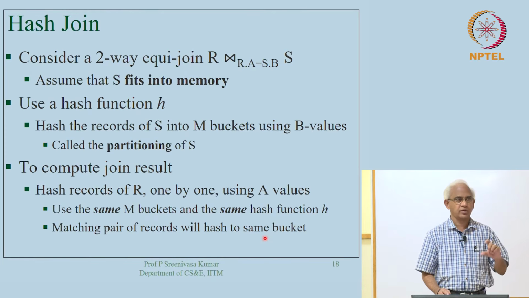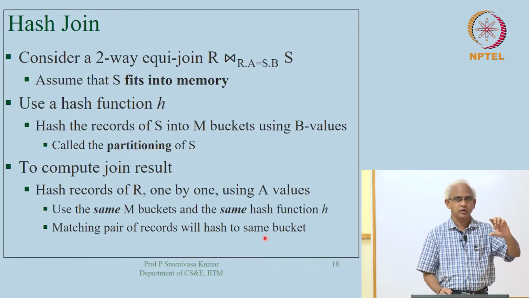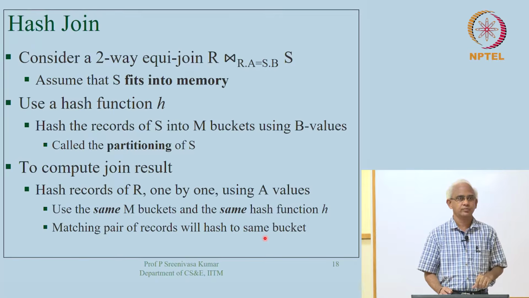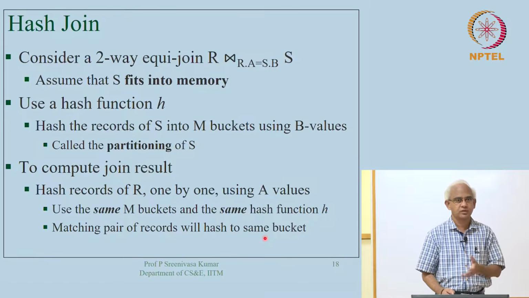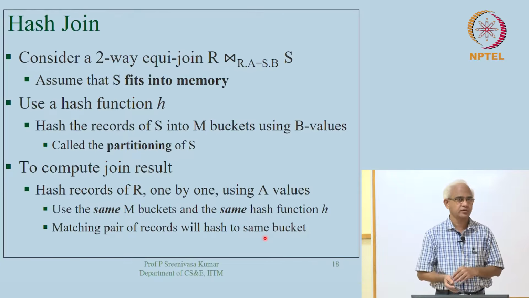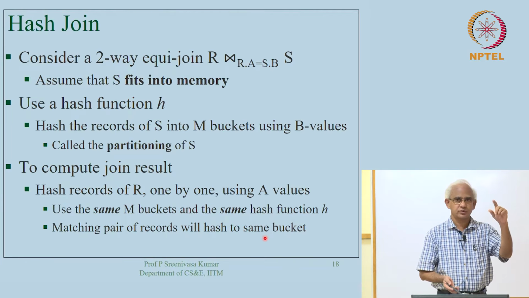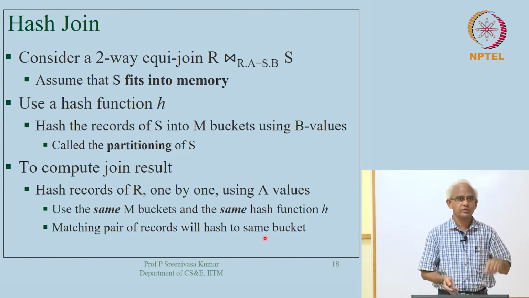So you read in a record of R, you hash it and then you go to bucket 10. In that bucket you can search for matching records. You will not find these matching records anywhere else in the file, you will only find them there, because that is the property of the hash function. And that is a small space. So, you can search there and then figure out all this.